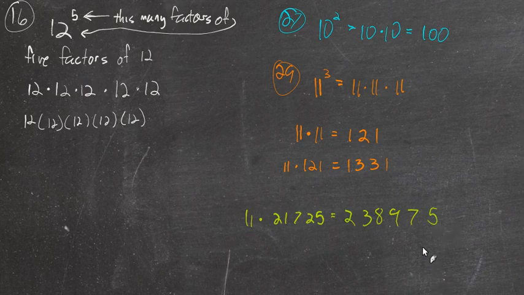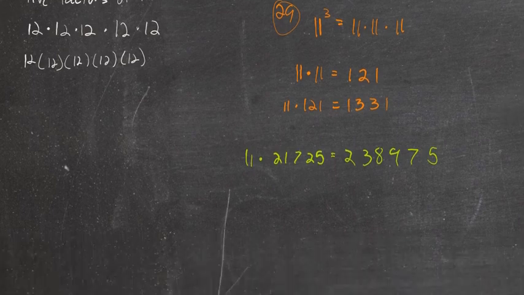So a cool little trick, that's 11 times 21,725 is 238,975. Anyway, that's just a little aside, a nice little trick for multiplying by 11. Okay, we'll move on to number 38.